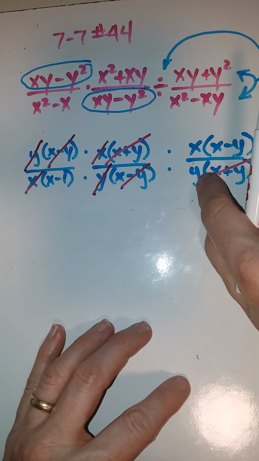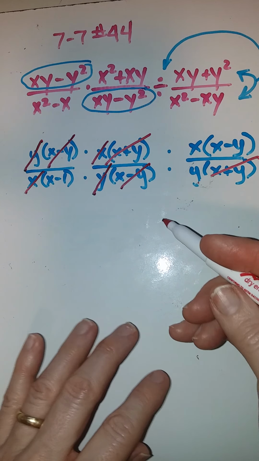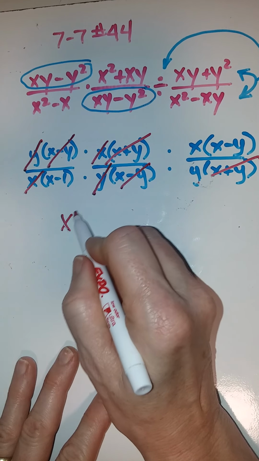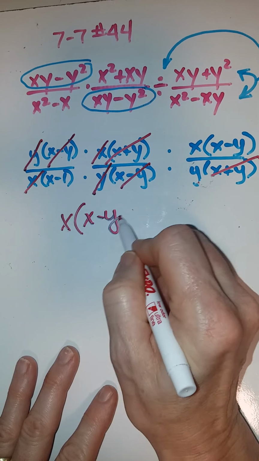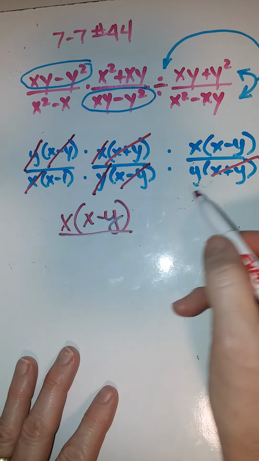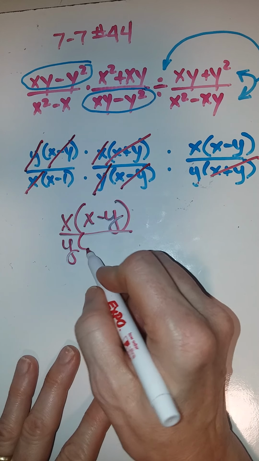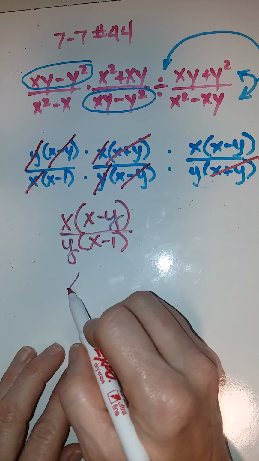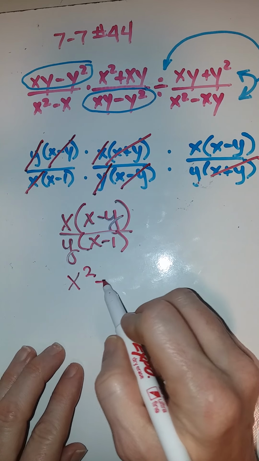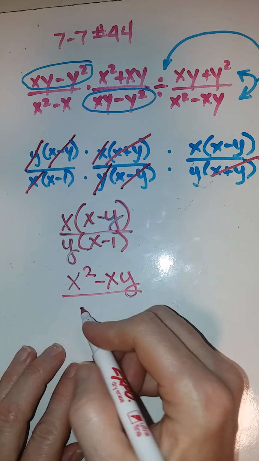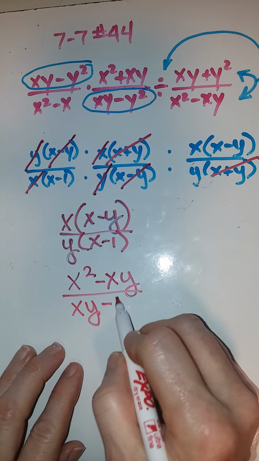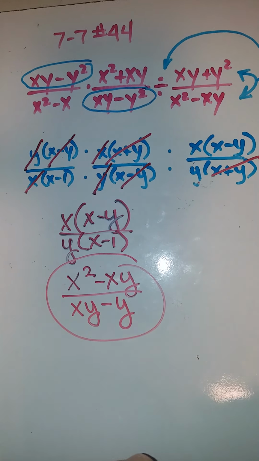Now, I didn't want you to think that I canceled out that y. So what we have is x times x minus y all over y times x minus 1. You could write it this way, but I have to admit you should expand it sufficiently or distribute it. So this turns into xy minus y. And there's your final answer. So that's the last of the multiplication and division that we're going to do.